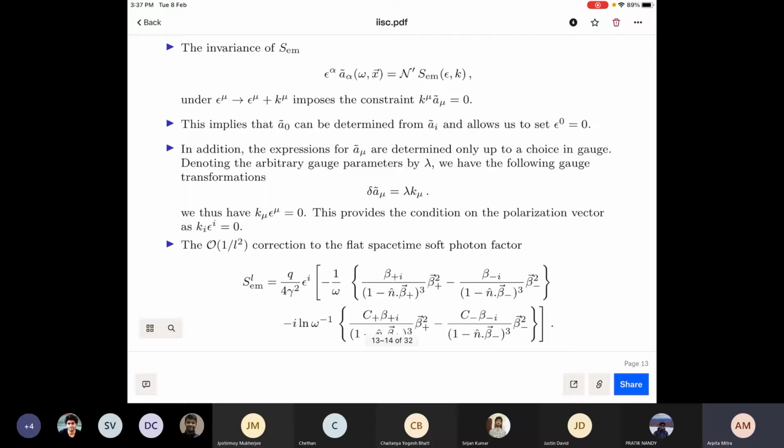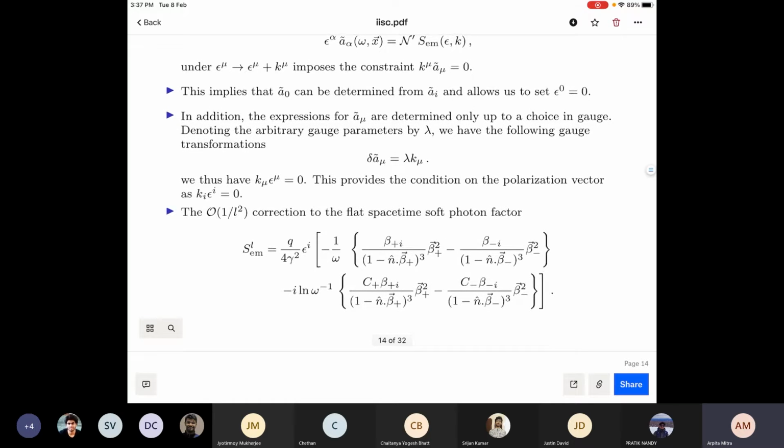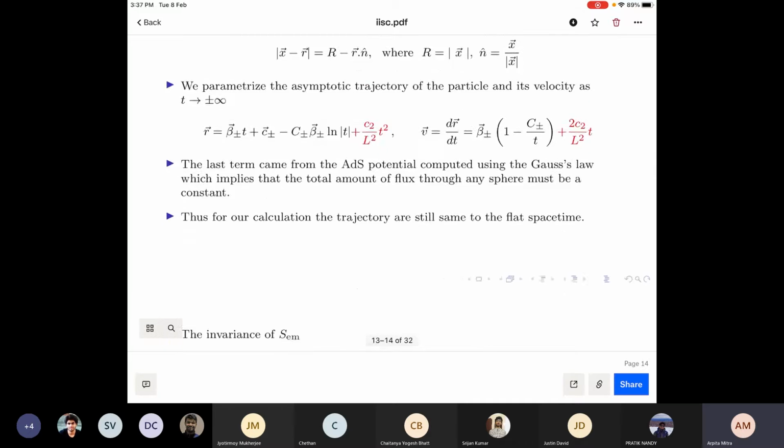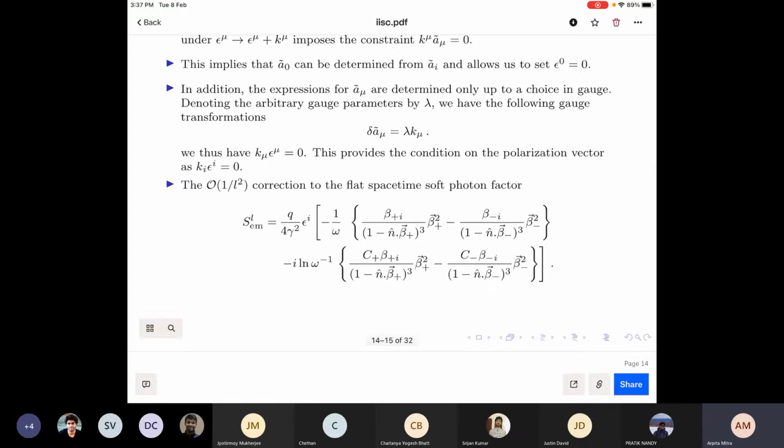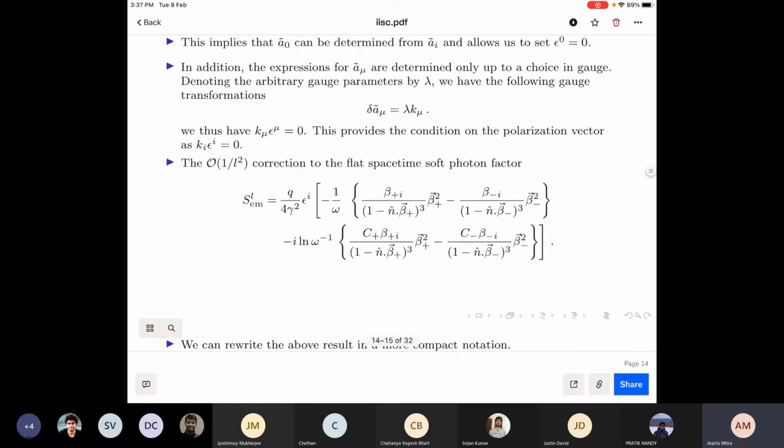Keeping these two things in mind, that epsilon 0 is 0 and ki epsilon i equal to 0, we can contract the polarization vector with the expressions of the gauge perturbation, and we can get the soft factor in terms of these betas, which were introduced in the asymptotic trajectories. We can see that the first line is the leading soft factor. Here gamma square is like omega square L square. I have already said that our soft limit implies that we take omega tending to 0, L tending to infinity, keeping omega L finite. So gamma square is a finite and big quantity. The first line is the leading soft factor because it is of the order of 1 by omega, and the second line is the subleading soft factor, which is of the order of ln omega inverse.